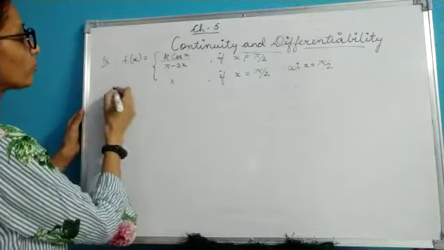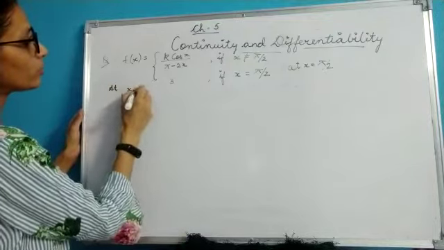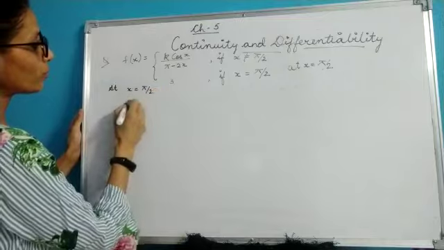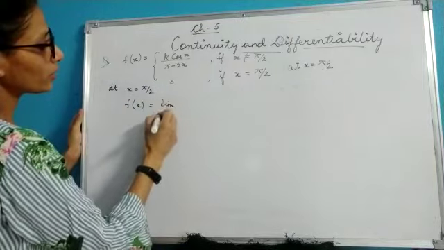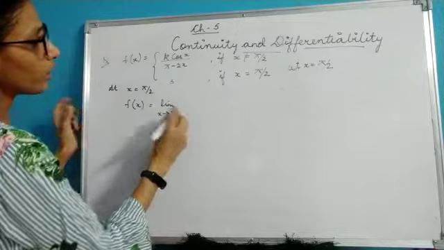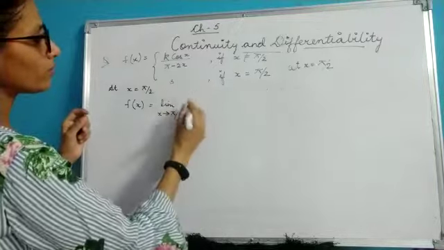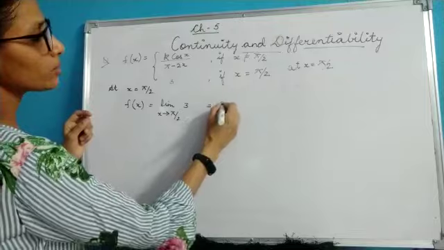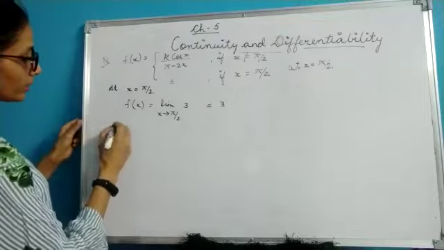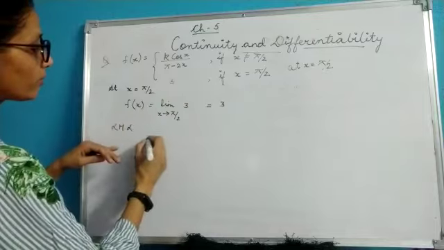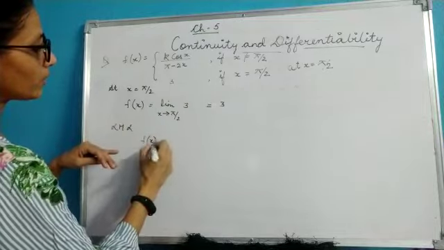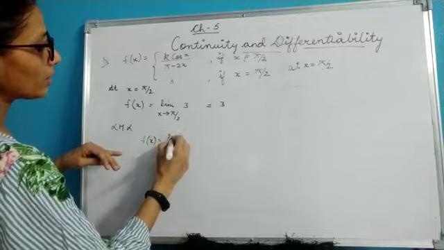First of all, we'll find at x equal to pi by 2. So for the function, we can write limit x tends to pi by 2. At x equal to pi by 2, the function is 3. So simply this is 3. Now let's see it for the left hand limit. Now here the function defined will be, I'll be writing it as limit.